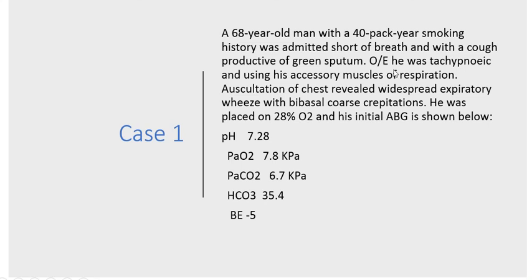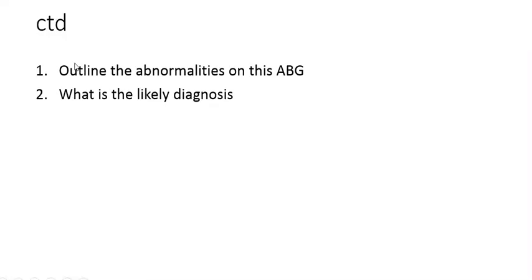So let's look at one case. This is a case of a 68-year-old man who has a long smoking history, and now presents with shortness of breath and cough. These are the laboratory values, ABG. You have to remember the normal values. As soon as you see pH of 7.28, that tells you something is wrong. Partial pressure of oxygen, this is in kilopascal. Partial pressure of carbon dioxide, you see 6.7, you know something is wrong. Bicarbonate, you see 35, you know it's above the normal. So please memorize the normal values.